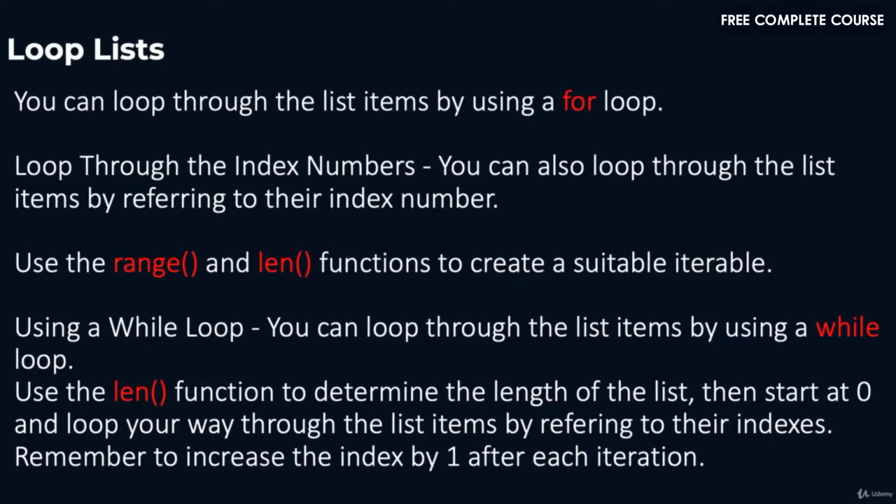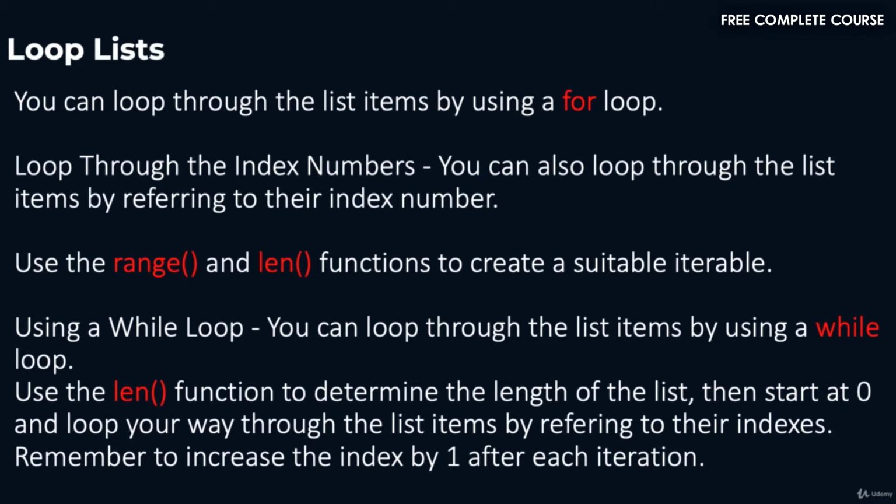All right, welcome back. So in this video, we're going to talk about how to loop lists. You can loop through the list items by using a for loop. So how do we loop through the index numbers? You can also loop through the list items by referring to their index number.